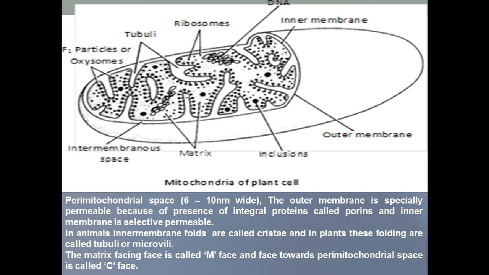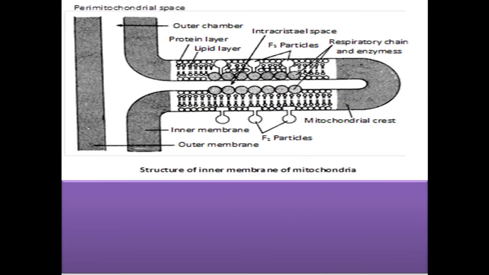The face of the inner membrane which is towards the matrix is known as the M phase, and the face which is towards the cytoplasm or perimitochondrial space is known as the C phase. So this portion will be known as C phase and the inner portion as M phase. We will now see the inner membrane in pretty detail.